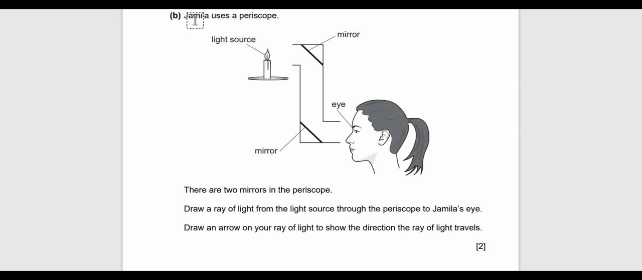5b says, Jamila uses a periscope. This is the light source, a candle, a mirror here, another mirror, and this is the eye. There are 2 mirrors in the periscope. Draw a ray of light from the light source through the periscope to Jamila's eye. Draw an arrow on your ray of light to show the direction the ray of light travels. For this question it's good if you can screenshot and print it out first and draw on the printout paper. It will be easier for you. You're given 10 seconds from now.